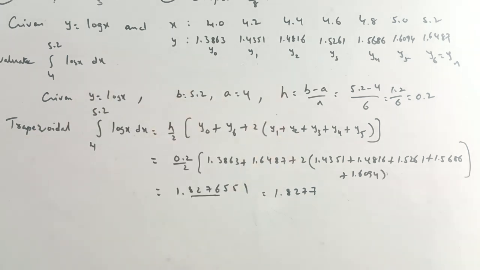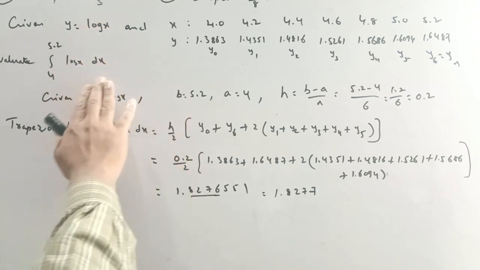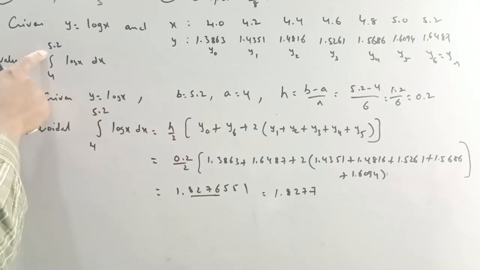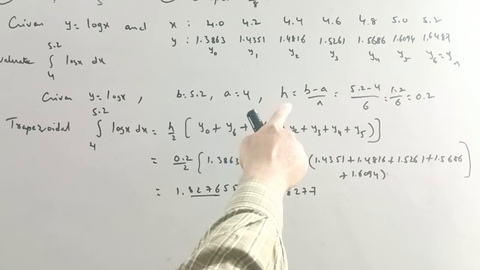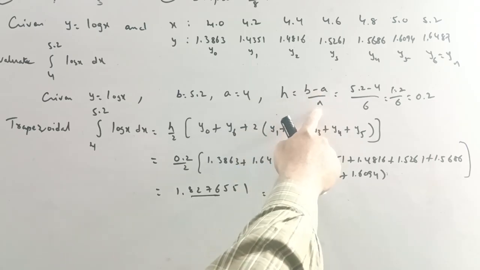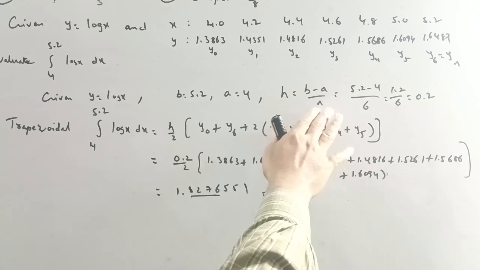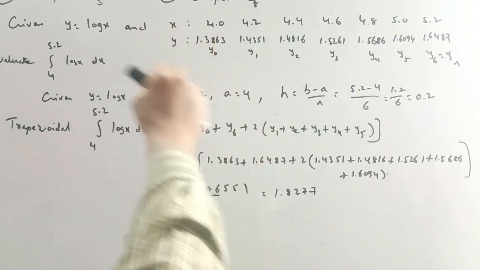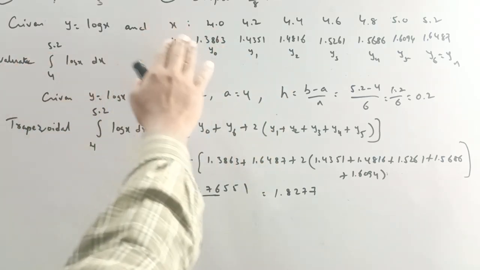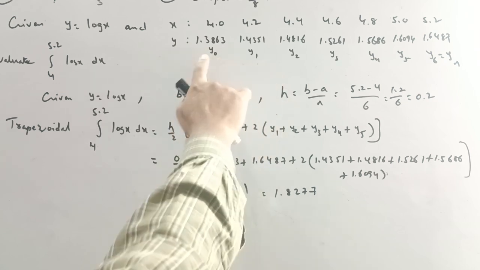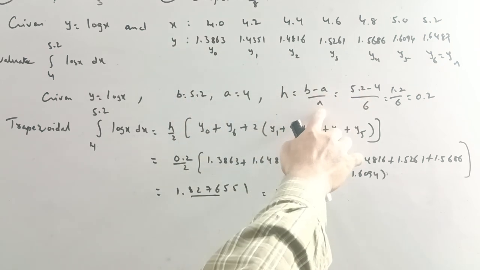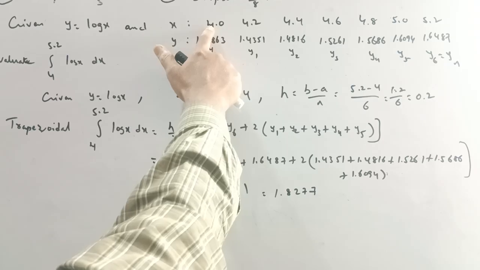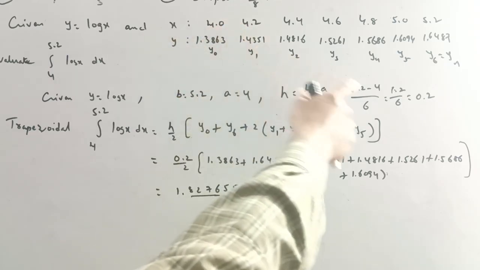First what do you have to do? Very simple. Given the function, then calculate a comma b. Your a is 4, b is 5.2, then calculate the difference. The common difference formula is h equals b minus a by n. If the problem does not directly give the h value, we have to use this formula b minus a by n. n means how many equal parts you have to divide this interval into. Then you have to take it as your total parts. Then take the b value and a value and substitute here. If the values are given directly, what we have to do is 4.2 minus 4. Separate the 4.2 from here and you will get the value of h. Clear?